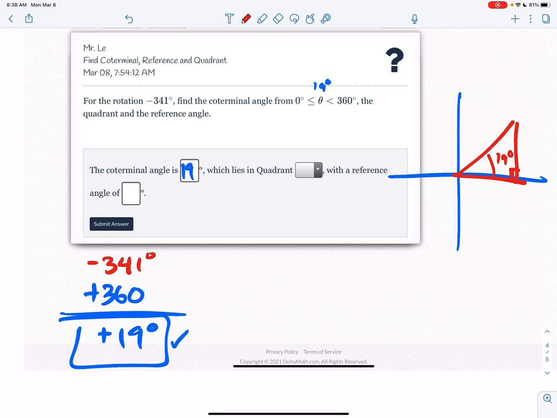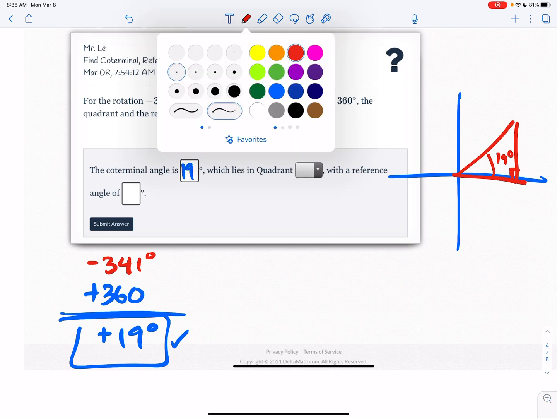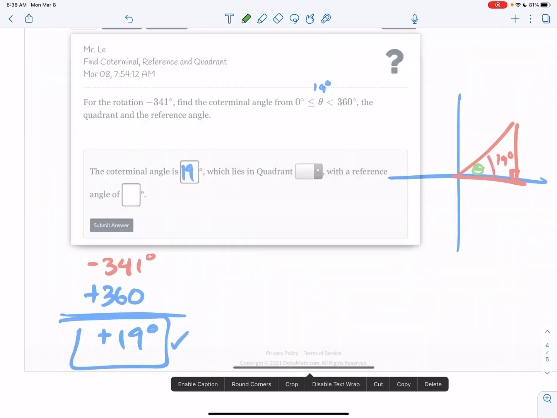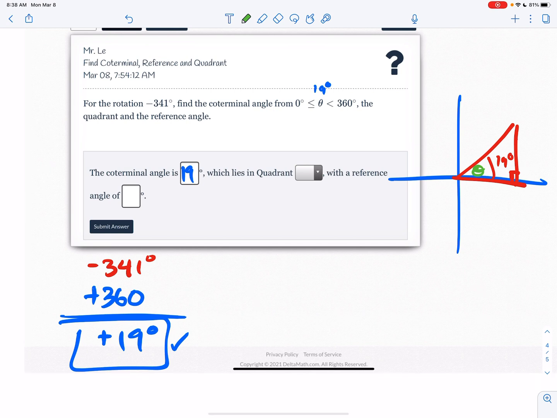Okay, so if we're looking at the reference angle inside the triangle, that should be exactly the same as the angle that we have here. So in quadrant 1, it's pretty easy to figure out. The reference angle is 19 degrees, the same thing, but only when you're in quadrant 1. Okay?